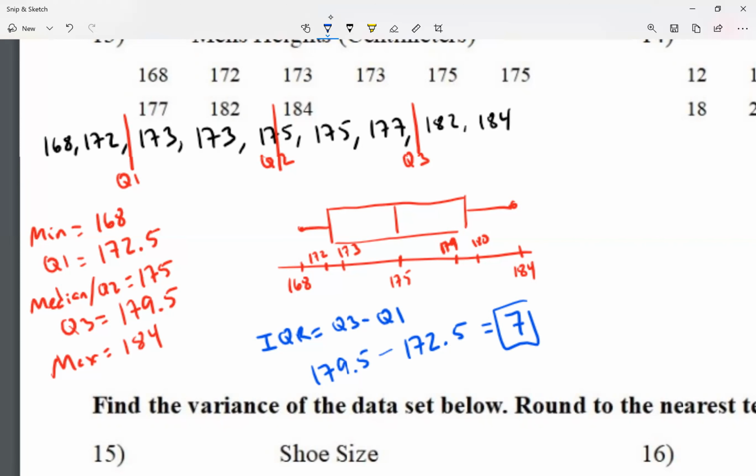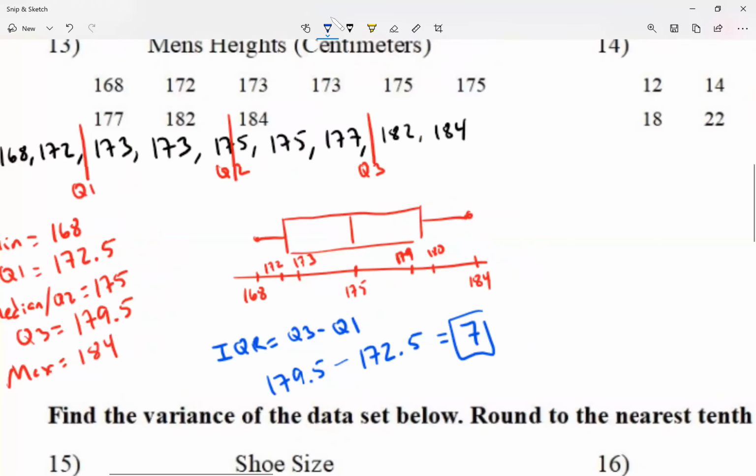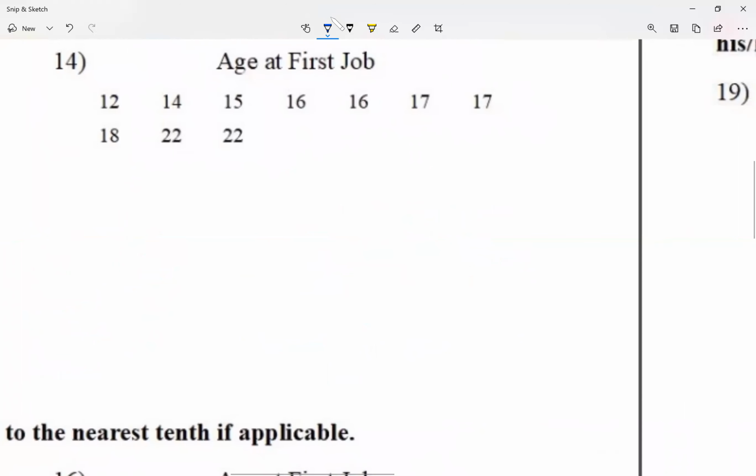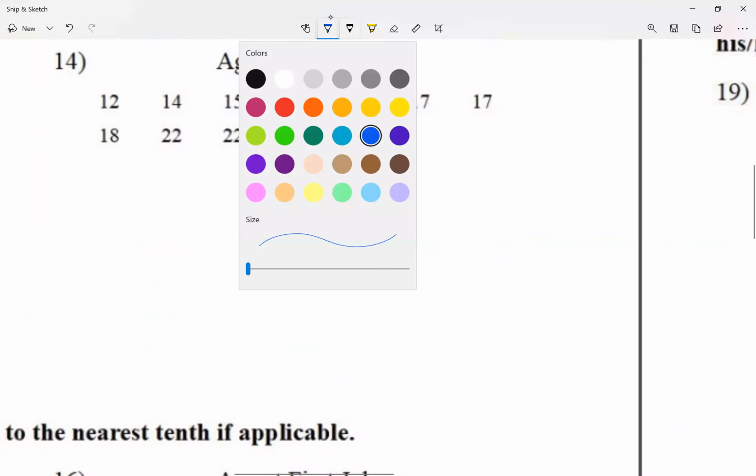Just want to make sure that you know that you can be given the information as a list or as a box and whisker. I want you to be able to read both. All right, let's take a look at number 74. I could give you the information as a list.